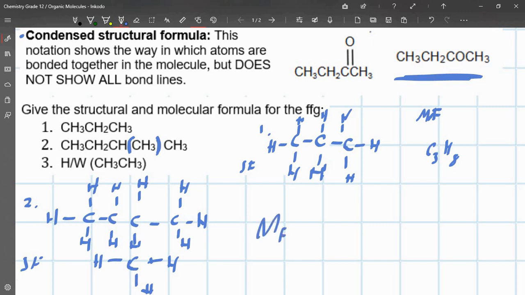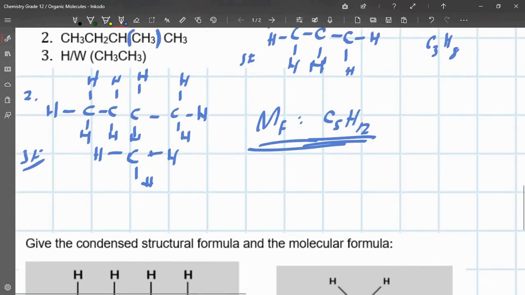All you do is add up the total number of carbons and the total number of hydrogens, all the elements. So the molecular formula: there are 5 carbons, and the number of hydrogens is 5 and 6, 11, it's 12. So that's your molecular formula, and that's your structural formula. Right, let's move on. Let's do another example.